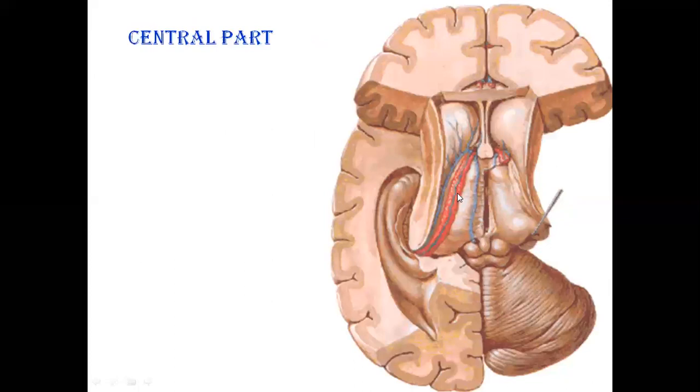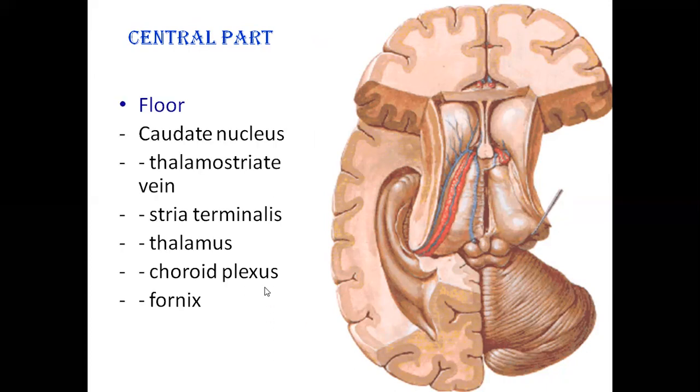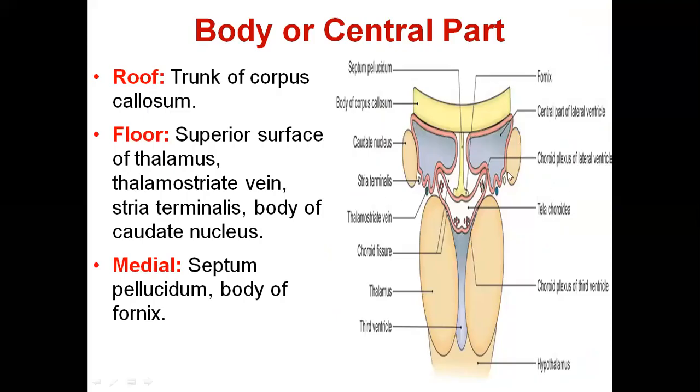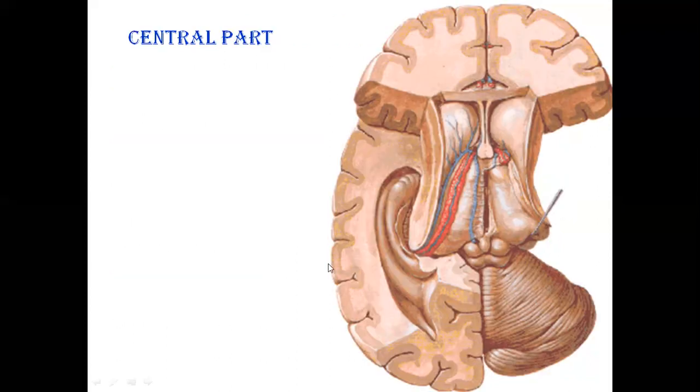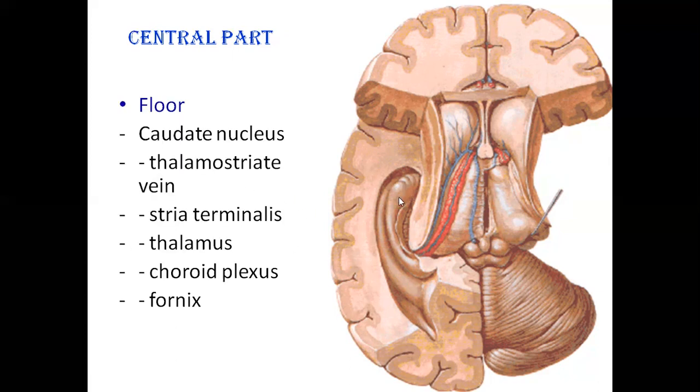Now see this, whatever has been cut and dissected out, you are finding this area is central part. In the central part, the floor is formed by caudate nucleus, thalamostriate vein. This is a different picture. This is Chaurasia's diagram, which helps you to easily remember and reproduce in the exam. This is how the real brain looks when you take different type of section. So in the floor, you will see the caudate nucleus. You will see thalamostriate vein, stria terminalis.